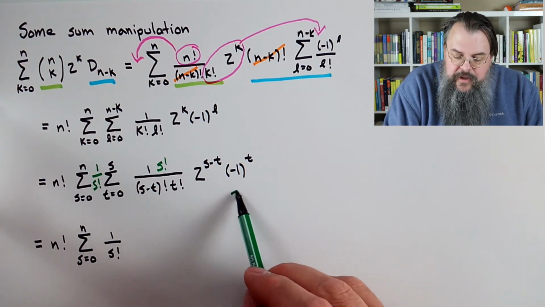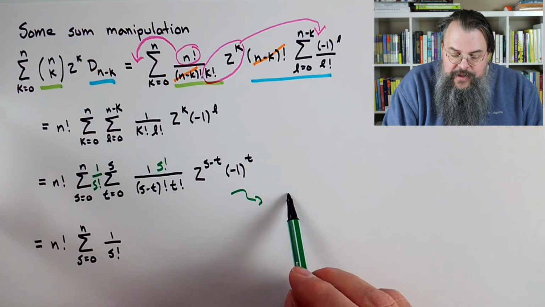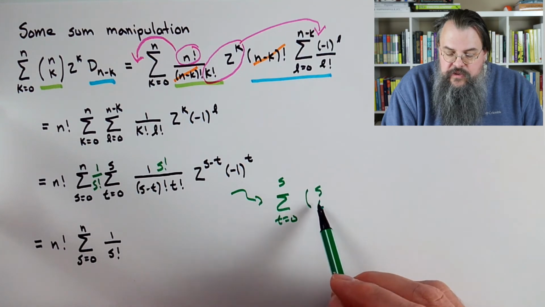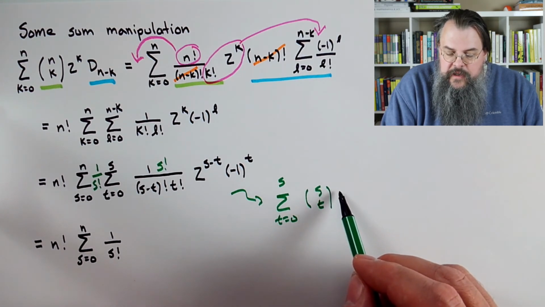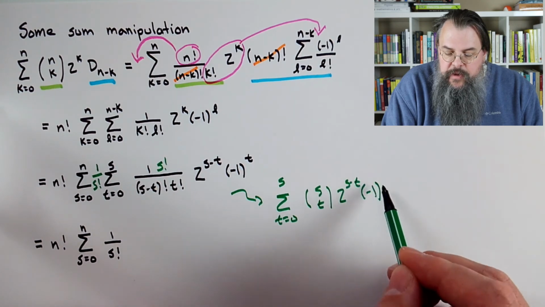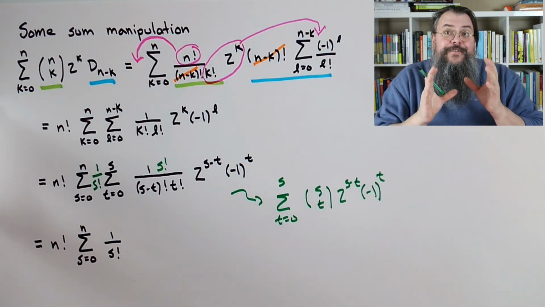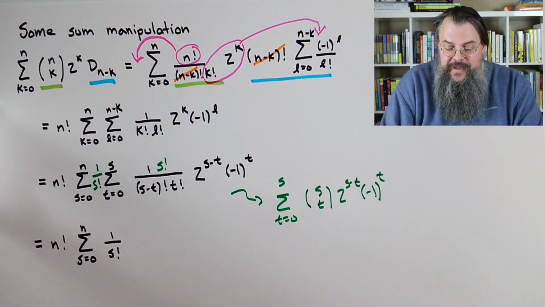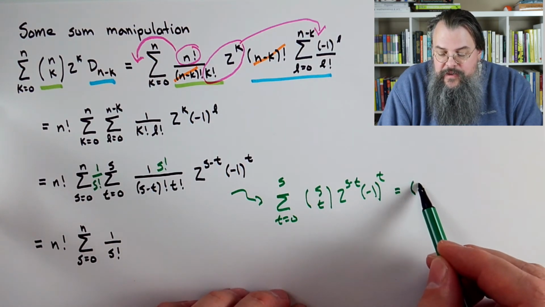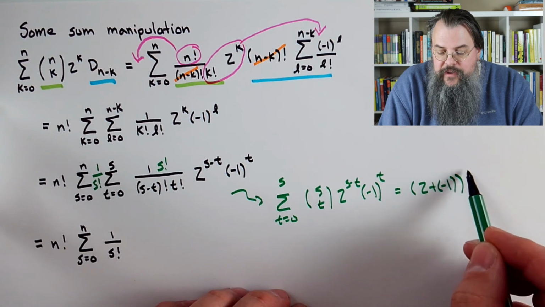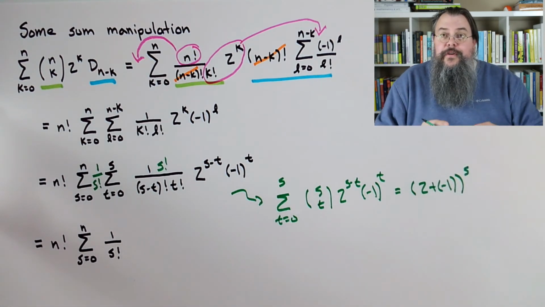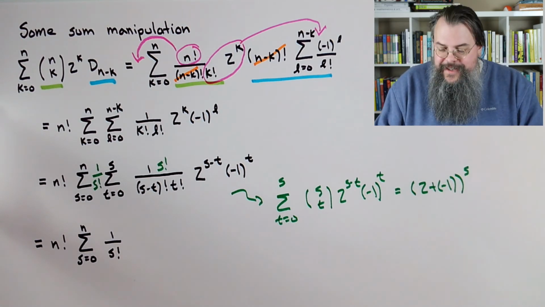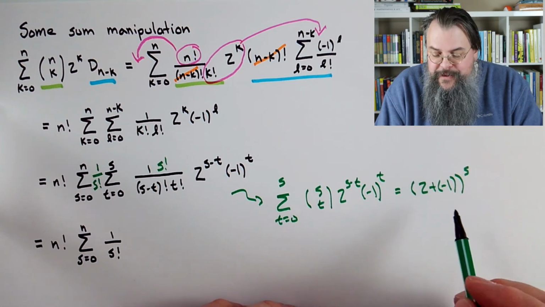Well, here is sort of the great aha. What's going on? Well, this is the sum, 0 up to S, of S choose T times 2 to the S minus T times minus 1 to the T. Does that look familiar? It should. It's the binomial theorem. This is the same as 2 plus minus 1, raised to the power S. So this is college algebra stuff almost. So we say, aha, I know how to figure that out, because 2 plus negative 1, I learned that a long time ago. That's 1.